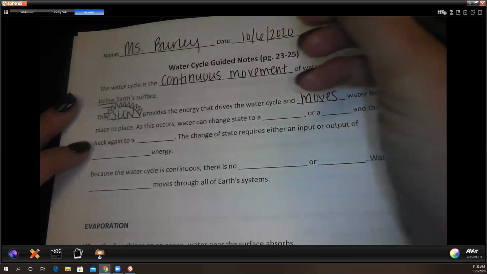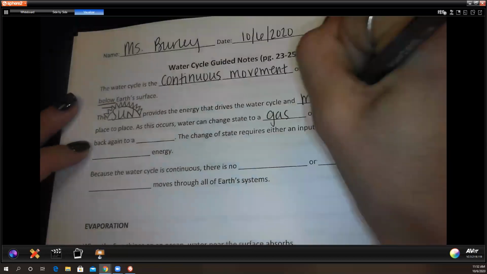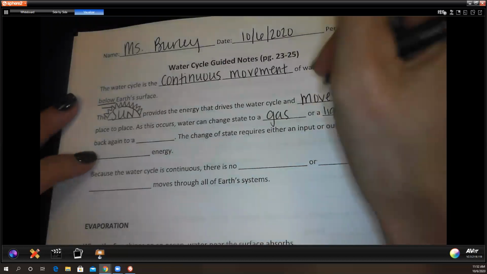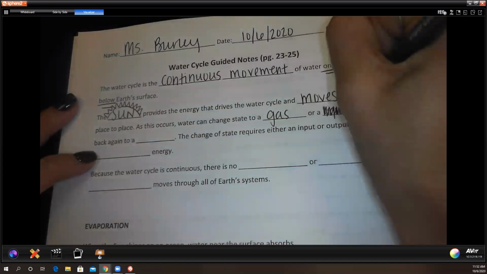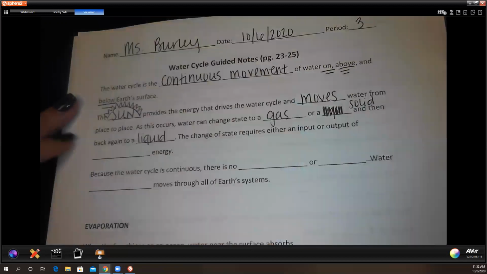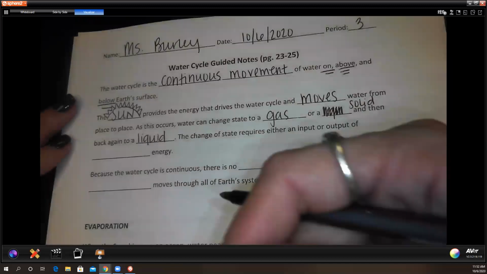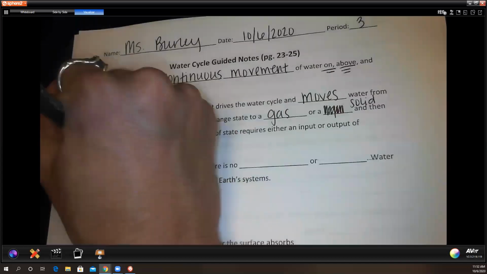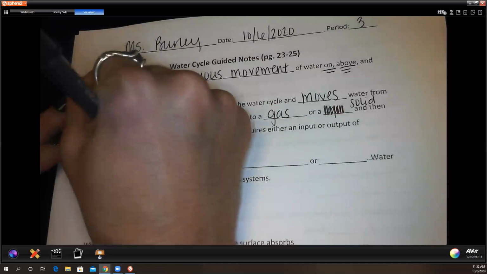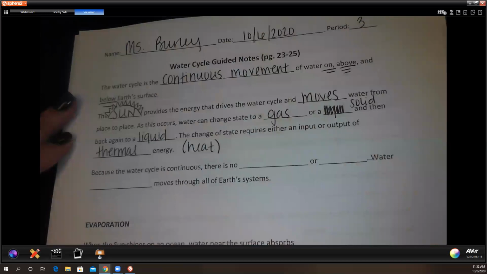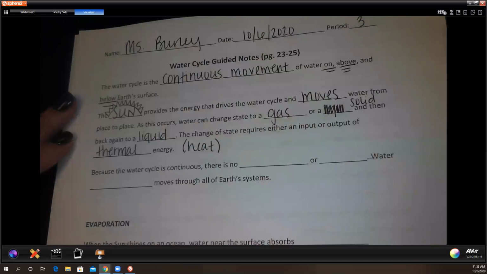As this occurs, water can change state to a gas or a liquid, or a gas or a solid, and then back again to a liquid. The change of state requires either an input or output, so either adding or output, meaning giving back, of thermal energy, also known as heat.